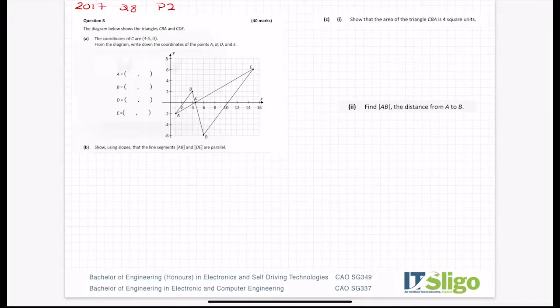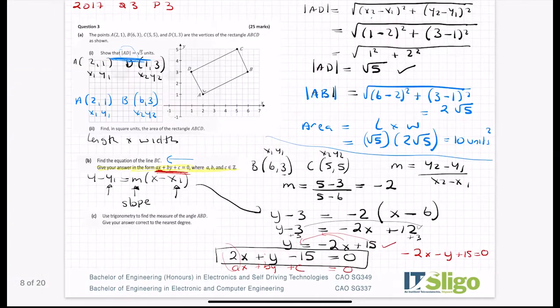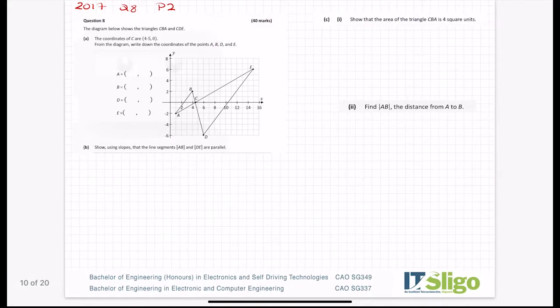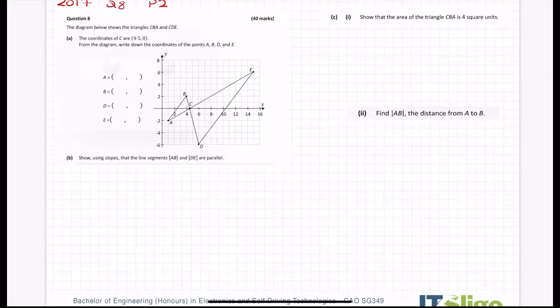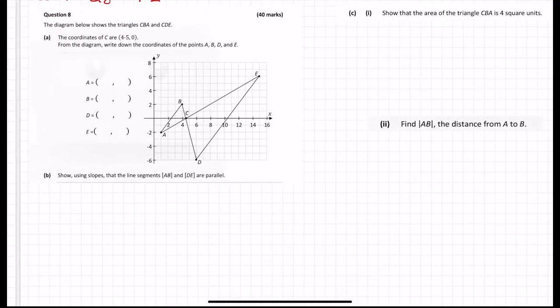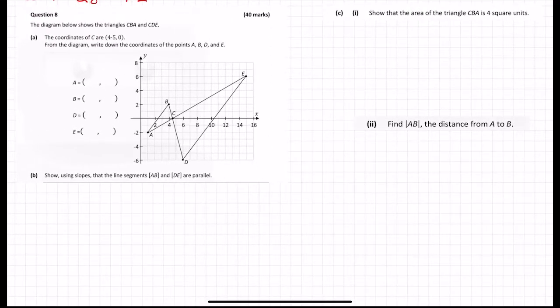The 2017 question on coordinate geometry, there were two of them that year, question 3 and question 8. This is question 8 on paper 2. The diagram below shows the triangles CBA and CDE. The coordinates of C, which is here, is 4.5, 0. From the diagram, write down the coordinates of the points A, B, D, and E.